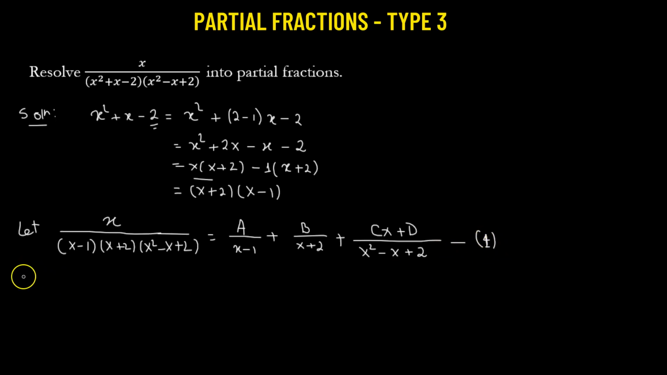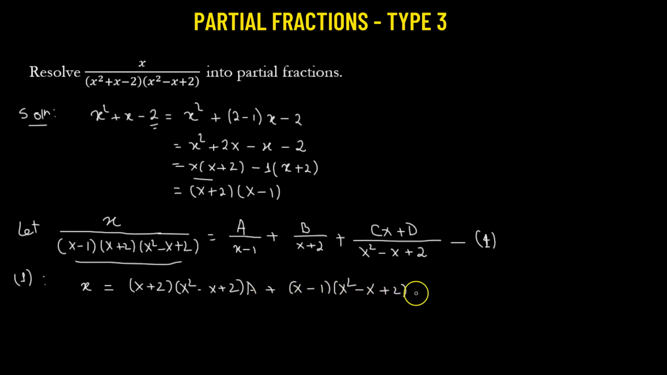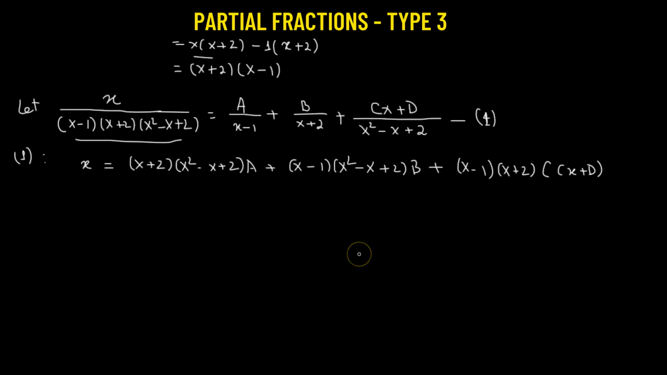Fine. So what we'll do, we'll take equation number 1 and then multiply both sides with the denominator x minus 1 times x plus 2 times x squared minus x plus 2, such that we get x on the left hand side, and on the right hand side we have x plus 2 multiplied to x squared minus x plus 2 times a. Then we have x minus 1 multiplied to x squared minus x plus 2 times b. And then we have x minus 1 times x plus 2 times cx plus d. What we'll do, we will expand the right hand side and we're going to combine all the like terms.